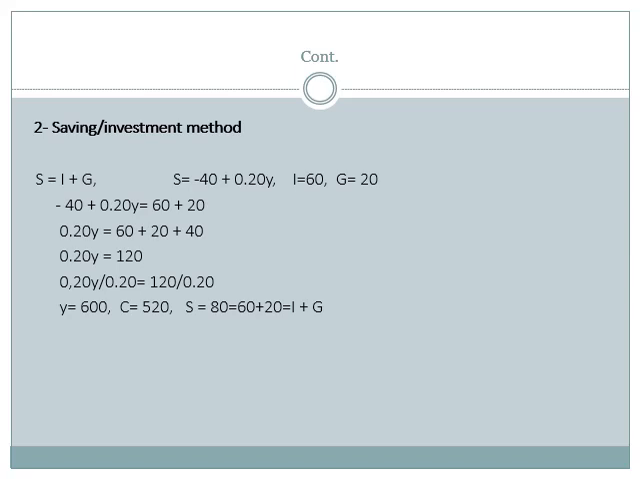Okay, so y equals 600, as we found using the previous method. C still equals 520 and S equals y minus C, which equals $80. $80 is actually 60 plus 20, which is investment plus government expenditure.